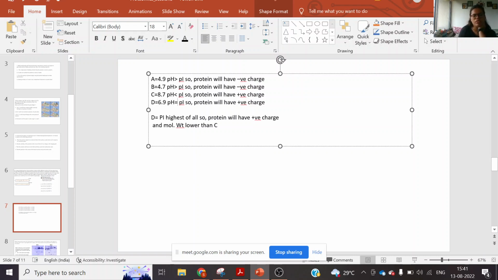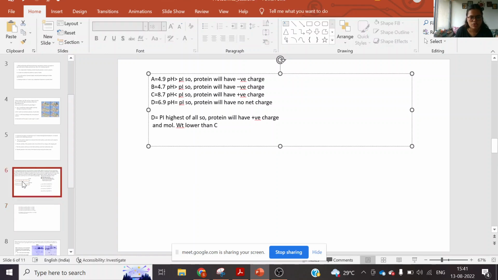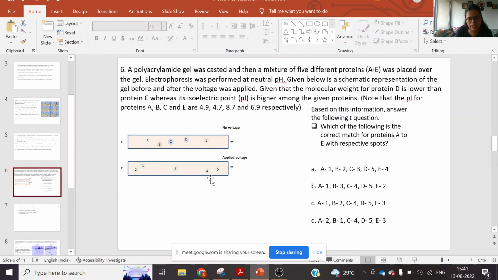Okay. We are working at neutral pH, so it is almost the same. So it will have no net charge. And similarly for protein D, the pI is the highest of all, so definitely it will have a positive charge. So protein C and protein D both will have a positive charge. So they will migrate towards the negative end when you are applying voltage.